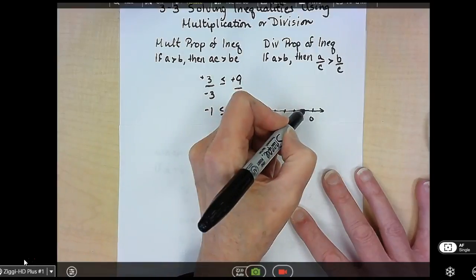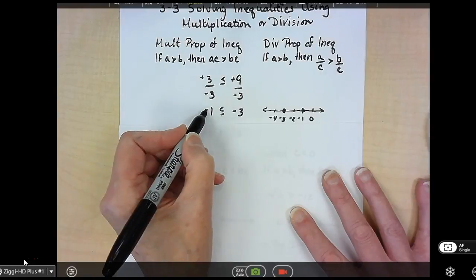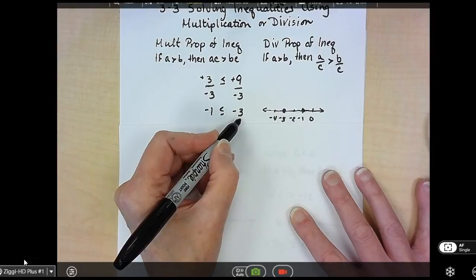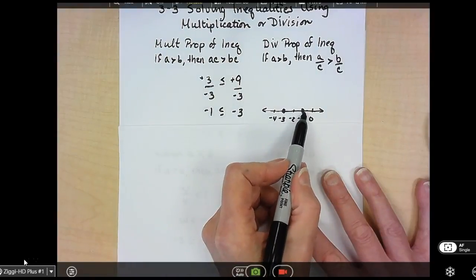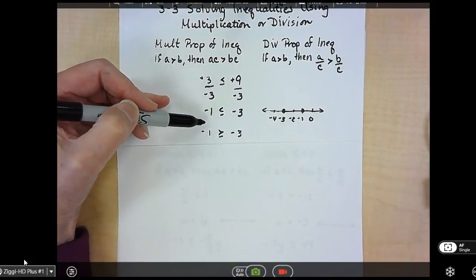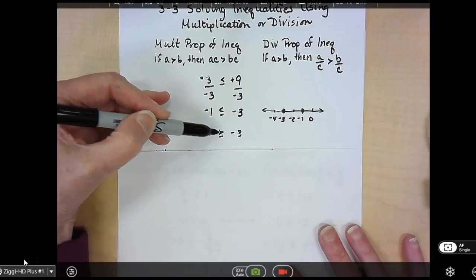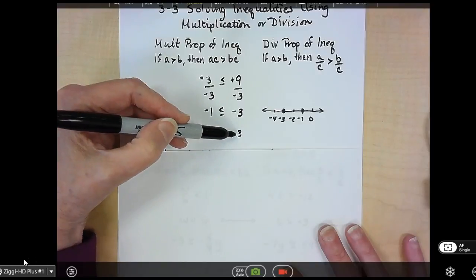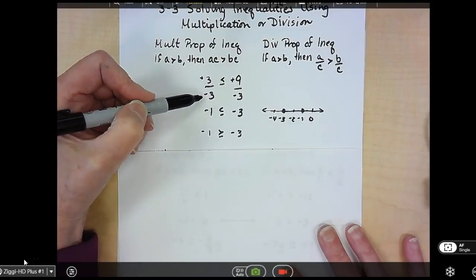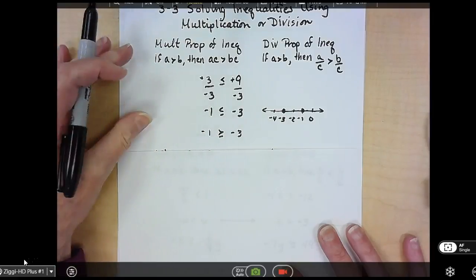So if I look at my negative 1 here on my number line, and my negative 3, is negative 1 less than or equal to negative 3? Negative 1 is actually bigger than. So because we ended up with a false statement, we have to change this inequality symbol so that negative 1 is greater than negative 3. So in multiplication and division, anytime we divide by a negative, we have to switch the inequality symbol.